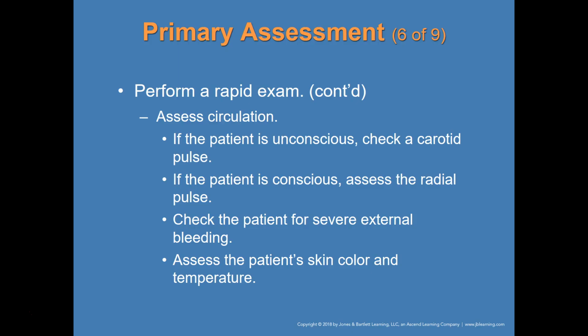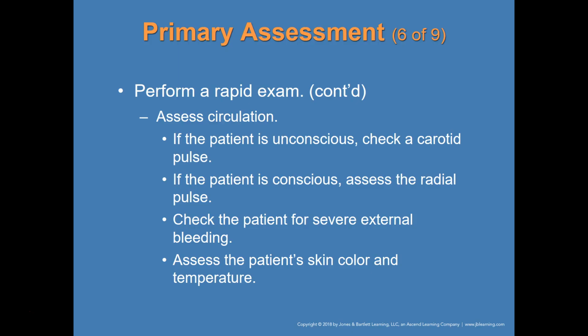So after breathing, we have circulation. If the patient is unconscious, you want to check for carotid pulse. That's our pulse here in our neck. If the patient is conscious and we're talking to them, we want to assess the radial pulse in their arm. For children, generally we use the brachial pulse, which is in the upper arm.